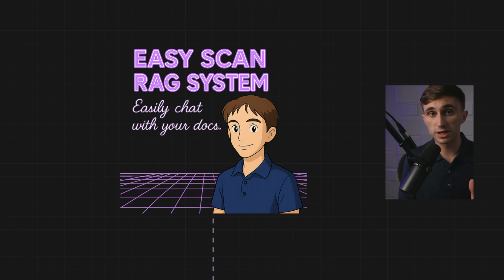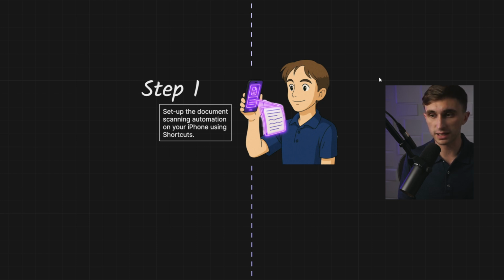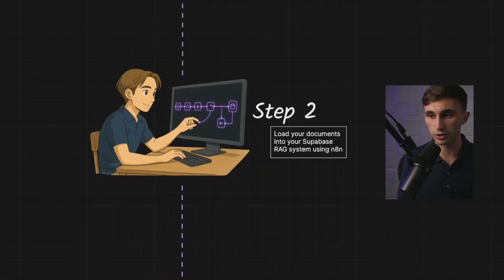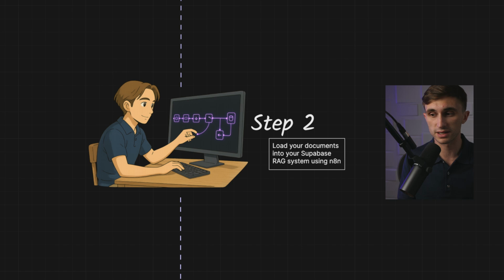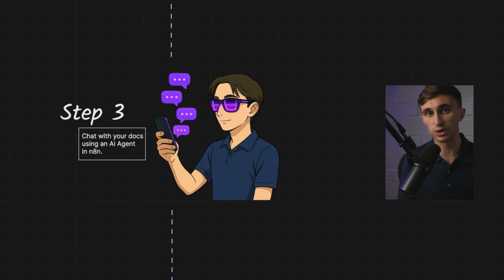So this is going to be a three-step video. I'm going to first cover how to set up the document scanning automation on your iPhone using Shortcuts, which is the iPhone's automation platform. Then I'm going to show you how to load your documents into a Supabase RAG system using n8n. And then finally, I'm going to show you how to chat with those documents by building out a simple AI agent in n8n.